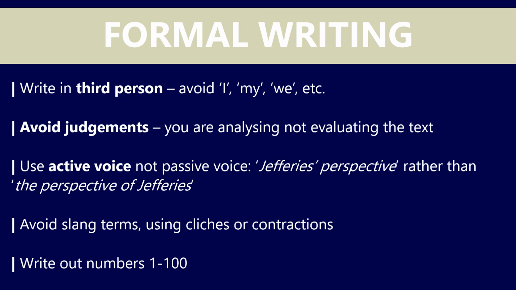And something that might not need to know really, but something that I like doing as a rule of thumb is to write out numbers 1 to 100. Anything more than 100, unless it's like a round number, like 1,000 or 1,000,000, I generally use numbers for that. But 1 to 100, yeah, spell it out.